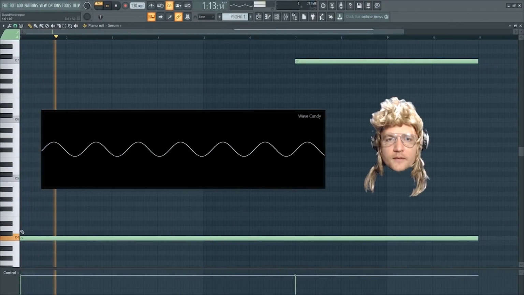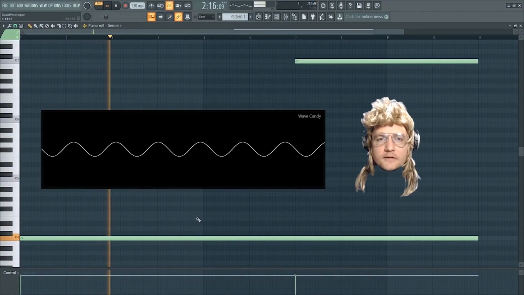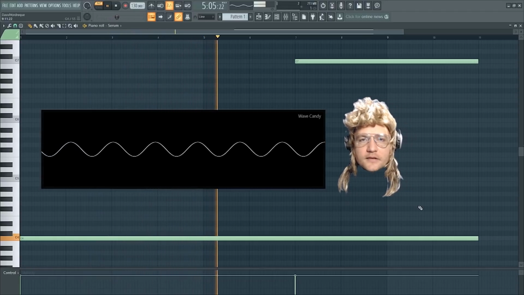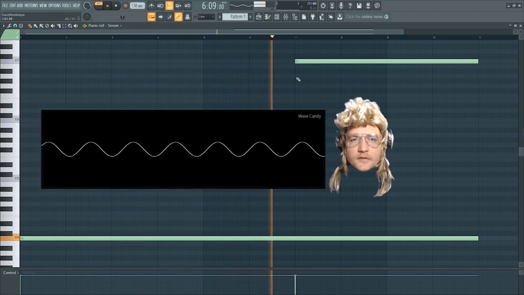Let's have a look at this. Here we have a sine wave. Now let's add another sine wave at a higher frequency, a higher note, and see how it looks when they're both going at the same time.